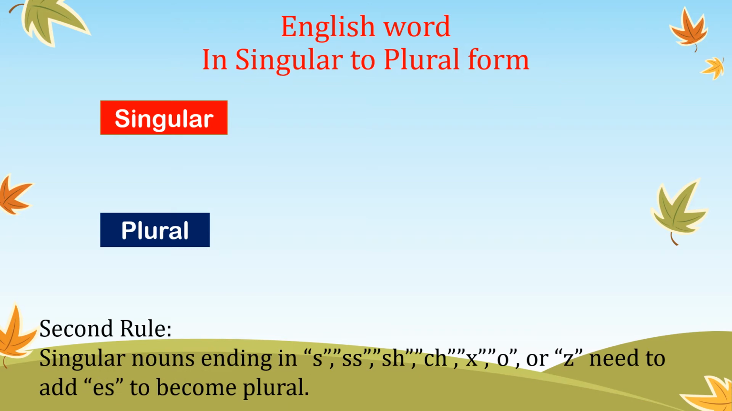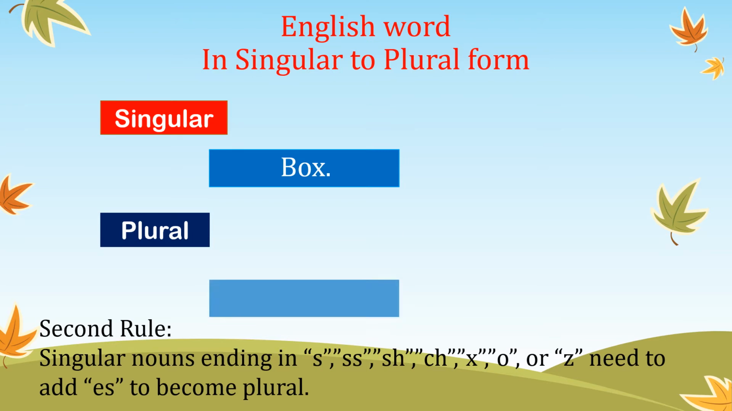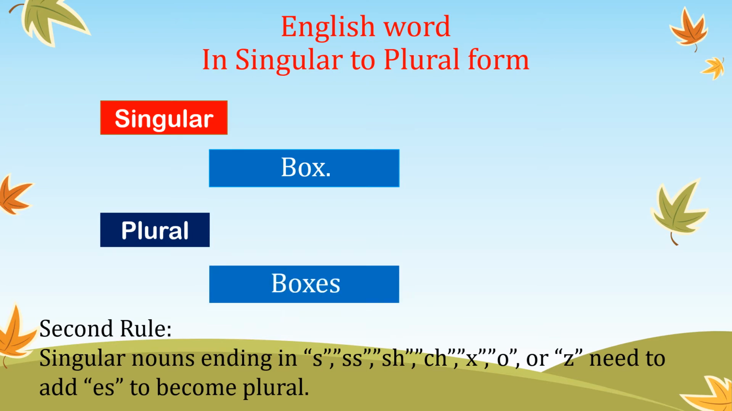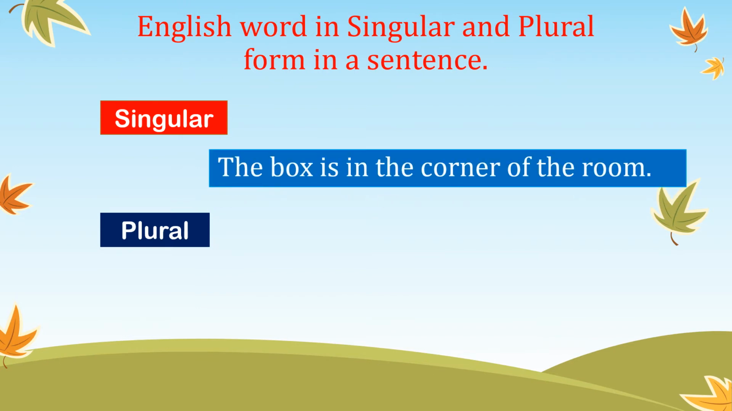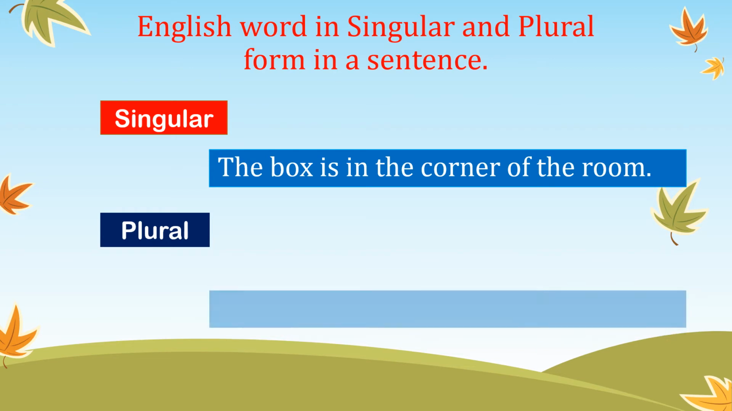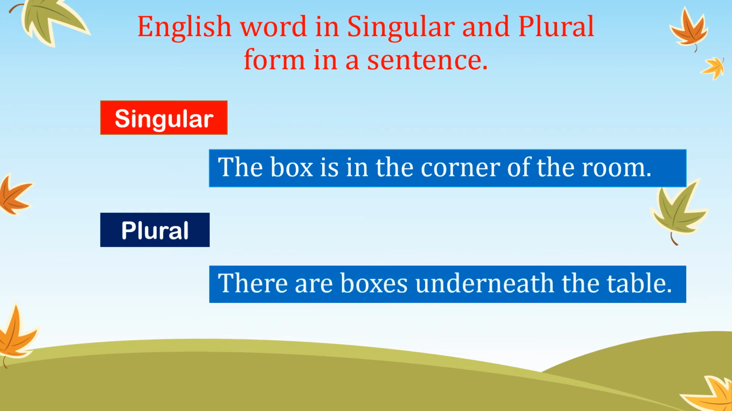Okay, second rule. Singular nouns ending in s, ss, sh, ch, x, o, or z need to add es to become plural. For example, for singular, box. If we're gonna make it plural, we have to add es: boxes. Let's use it in a sentence. The box is in the corner of the room. Now let's use box in a plural form. There are boxes underneath the table.